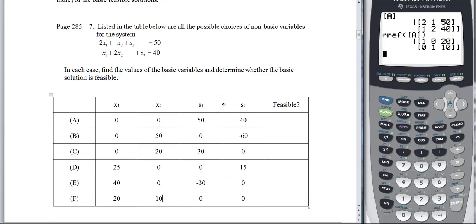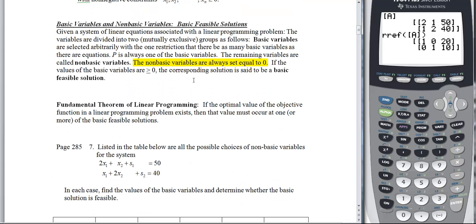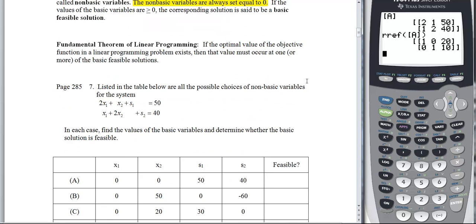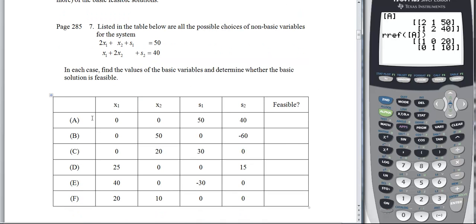Okay. Now, is it feasible? Let's look right back up here at this very last line. If the values of the basic variables are greater than or equal to 0, the corresponding solution is said to be a basic feasible solution. So what that means is all my variables have got to be positive. So this one would be yes. This one would be a no. Notice I've got a negative. This one, yep, it's okay. This one, it is alright. I've got a negative in this one. And this one is alright. But that's what that means.